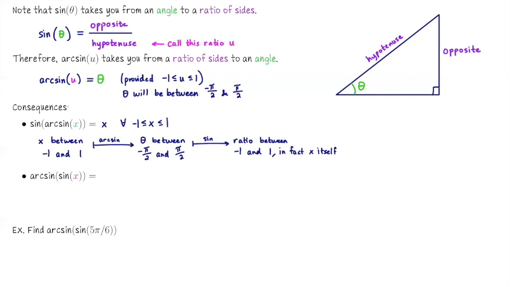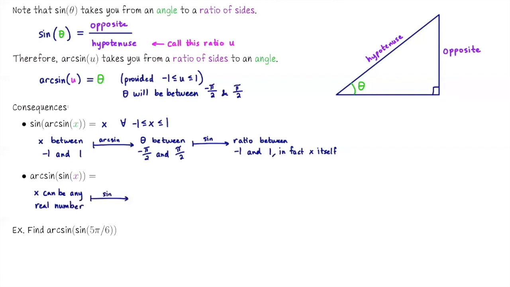The other direction for composition is a lot more complicated. So what is arcsine of sine of x? Well, the domain for sine of x is all real numbers. So it's often the case that you might be doing arcsine of sine of an angle which is not between -pi/2 and pi/2. So let's say x can be any real number.